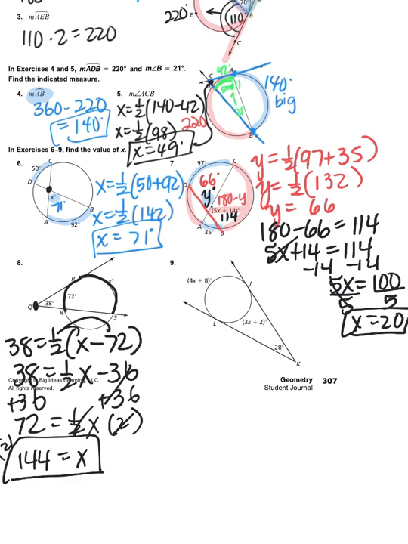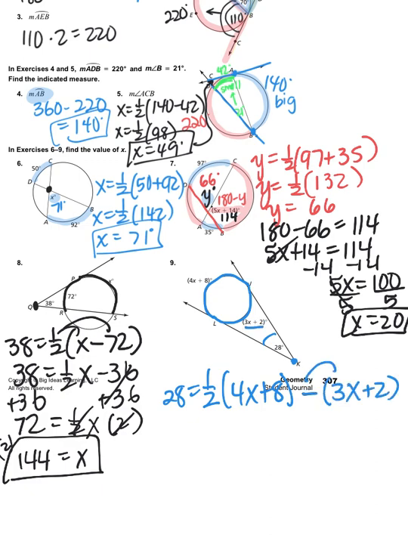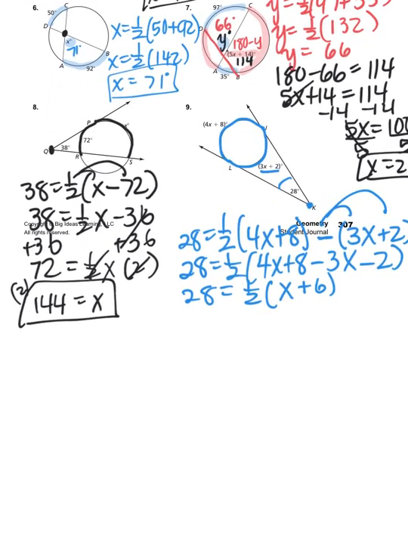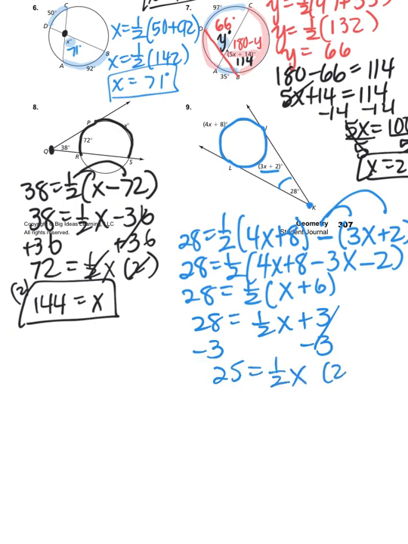All right, one more of these. Vertex is outside. We're going to use that same formula. So the angle is 28. It's half of the big arc, 4x plus 8, minus, now notice you got 2 terms on your small arc, so keep it in parentheses at first so you can distribute. Really important, because it changes the sign. You're going to get minus 3x minus 2. All right, then you can combine like terms. We'll subtract 3. And then we'll multiply by 2. So 50 equals x.